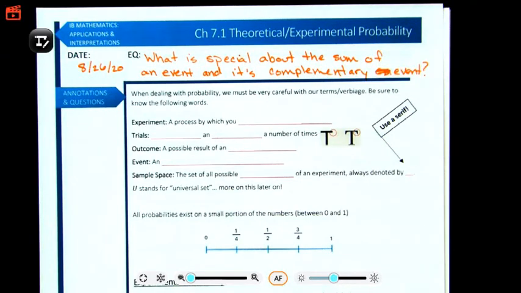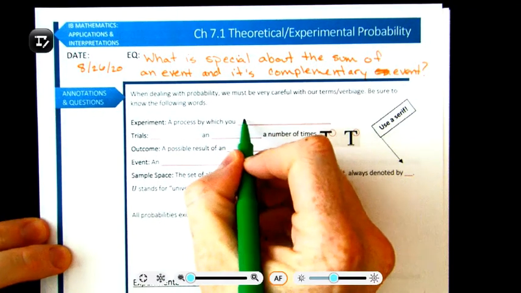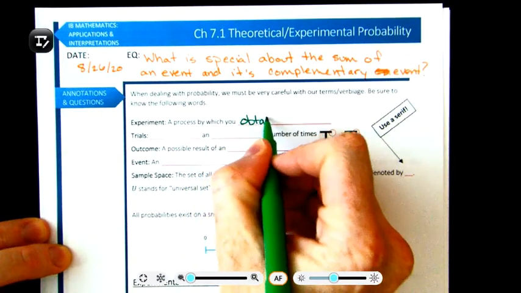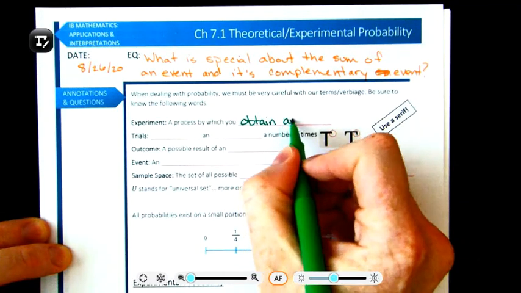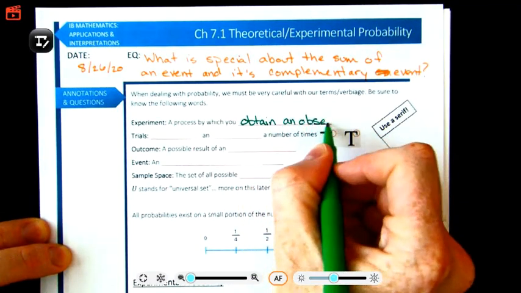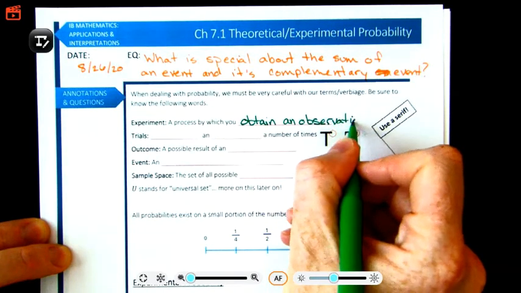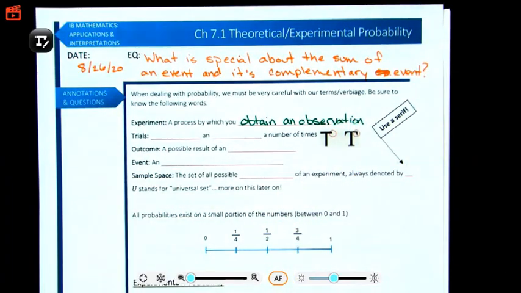So when dealing with probability, we must be very careful with our terms, our verbiage, our words. So be sure that you know these following words. So first off is an experiment. What's an experiment? Well, you probably have an idea what all these words mean. But in mathematics, like in all classes, in all fields, we have very specific definitions. So an experiment is a process by which you obtain an observation. So you perform an experiment because you want to see something, you want to see what happens, right? That's the observation. You're seeing what's going to happen. You're observing it.